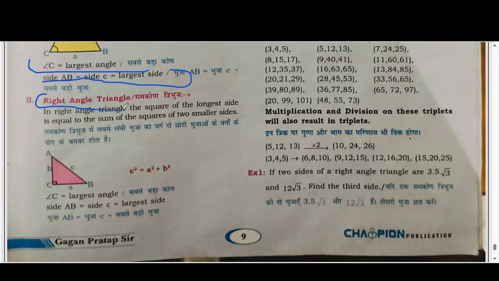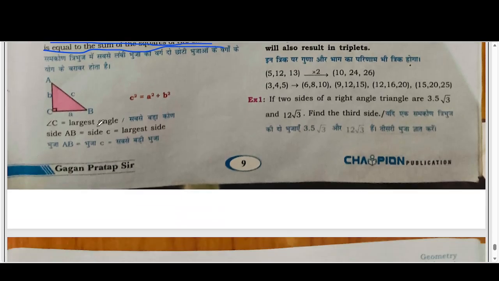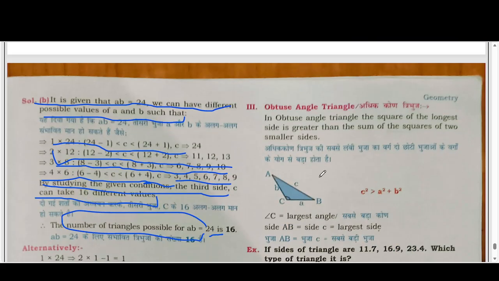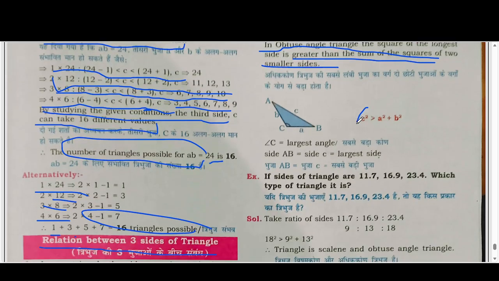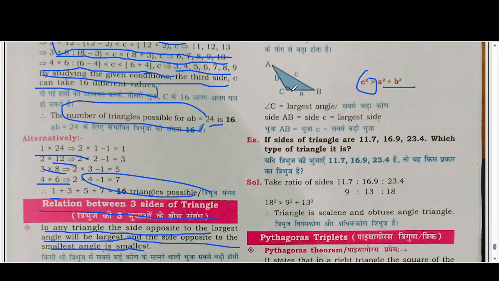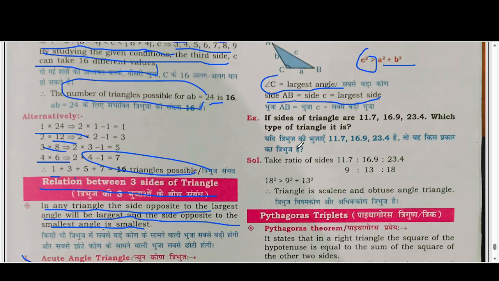Right angle triangle: in a right angle triangle, the square of the longest side is equal to the sum of the squares of the two smaller sides, C square equals A square plus B square. Angle C is the largest angle, and side C is the largest side. Obtuse angle triangle: in an obtuse angle triangle, the square of the longest side is greater than the sum of the squares of the two smaller sides. C square is greater than A square plus B square. Angle C is the largest angle, and side C is the largest side.